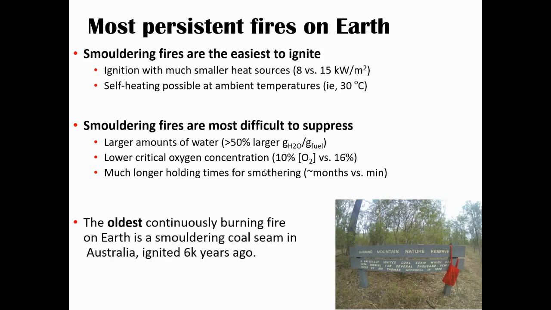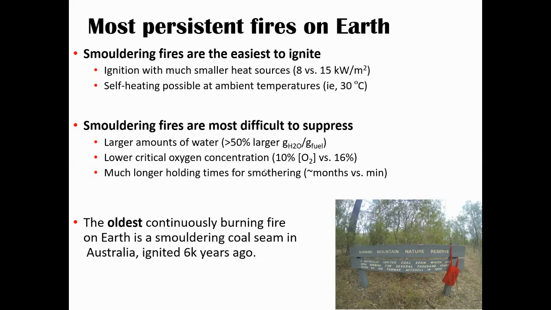And it's not surprising that smoldering is the most persistent type of combustion on Earth, because, for example, the oldest fire on Earth that has been continuously burning for a very long time is a coal seam that has been smoldering in Australia for the last 6,000 years at least. Some people think that it might have been longer than 6,000. That means that we cannot claim that the British started the fire. In this case, they have nothing to do with this. It's older than their arrival to Australia.